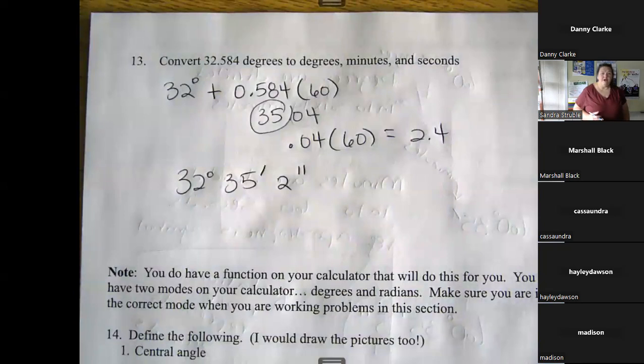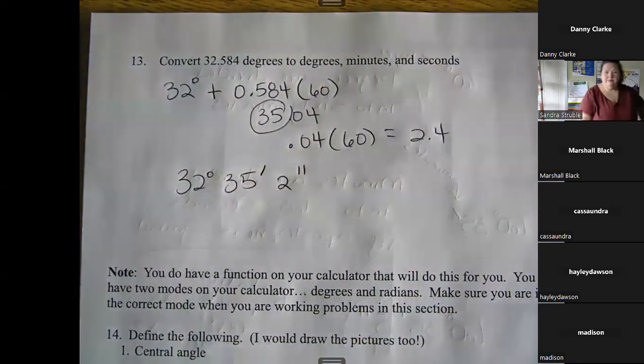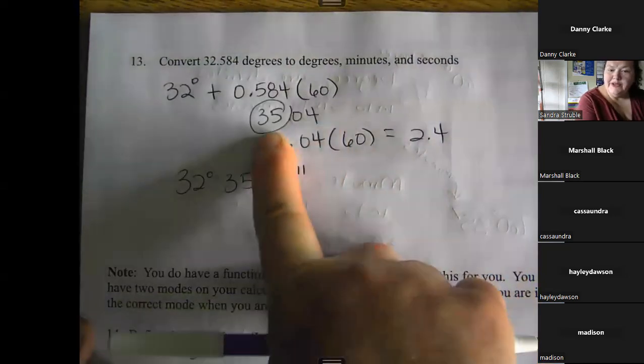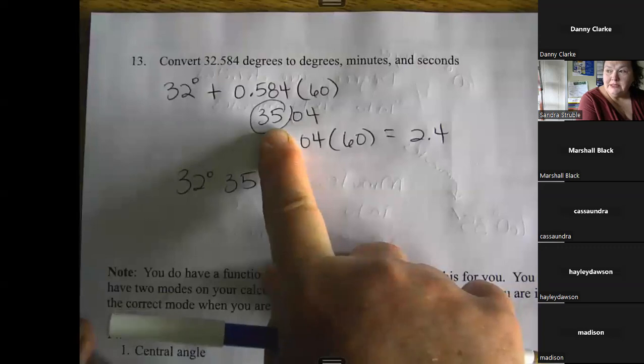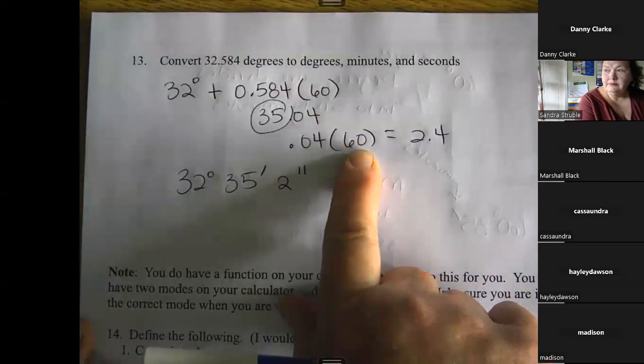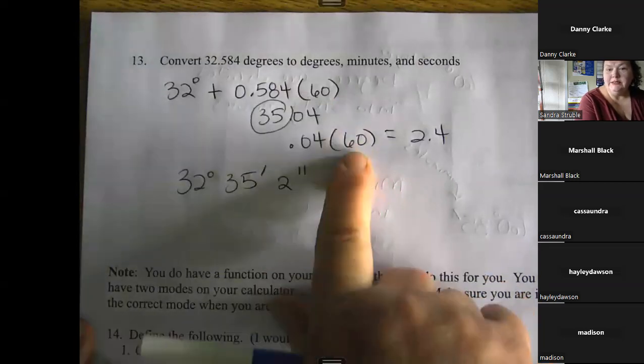How come we don't multiply that by another 60? Because it's already been multiplied by 60 here, and it got us 35.04, and that took us to minutes. Multiplying by our second 60 is going to take us to seconds. So we did the two 60s. Does that make sense? Okay.